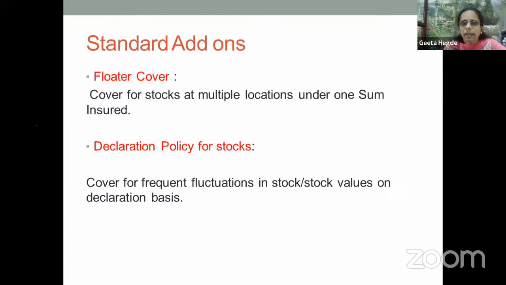Now standard add-ons, that is floater cover: cover for stocks at multiple locations under one sum insured. So floater cover and declaration cover, we need not give a separate policy like we were giving under SFSP. That will be an add-on within the Laghu policy, floater cover and declaration policy for stocks. We know what the declaration policy and the floater cover are. So the highest value in one of the floater locations has to be declared under the policy in the proposal form.